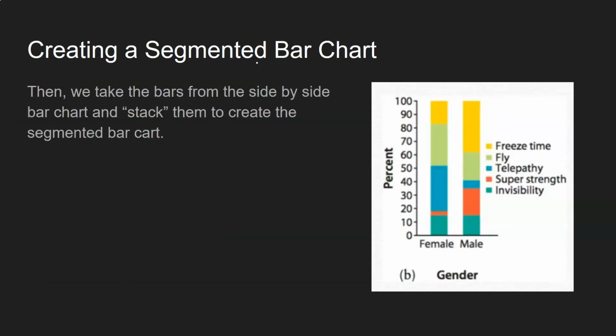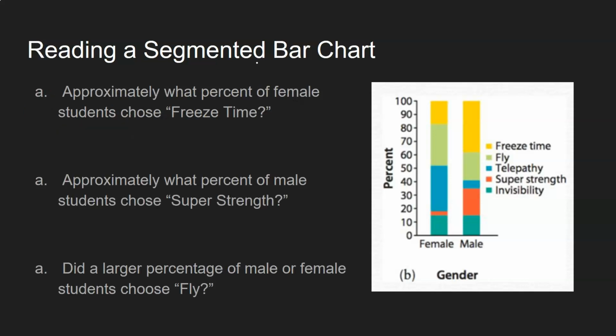We take those bars from the side-by-side bar chart and we stack them to create the segmented bar chart. So you can see we've now changed this into male and female. All those bars for the female are stacked together and they total 100% because that's everyone that was surveyed. All the bars that were separate for the male are stacked on top of each other. And again, that goes all the way up to 100% because it's 100% of the males there chose one of those options. So let's talk through how to read this.